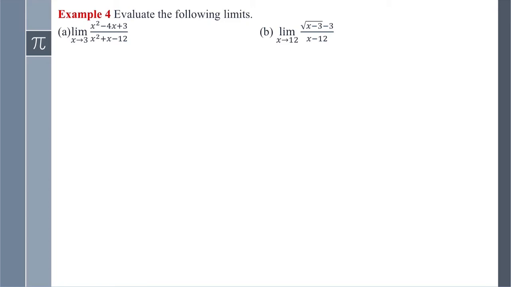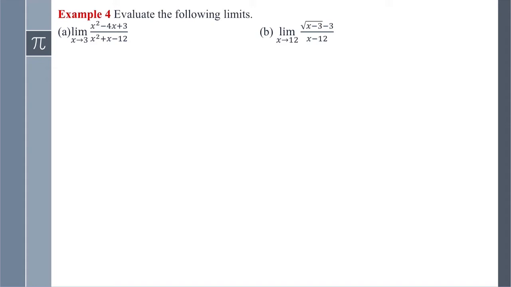Whenever you see a rational function, first we try direct substitution, because if we don't get 0 in the denominator, then we can still do the direct substitution. For this example, let's see what happens if we do direct substitution. If I plug in 3 here, I get 3 squared, 9, plus 3 is 12, minus 12 is 0. So I'm getting 0 in the denominator, which means I cannot do direct substitution. So I have to simplify this function and then do the substitution.